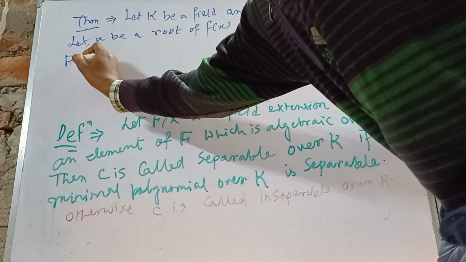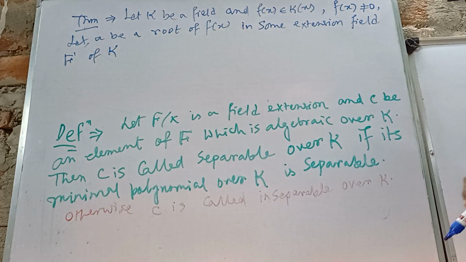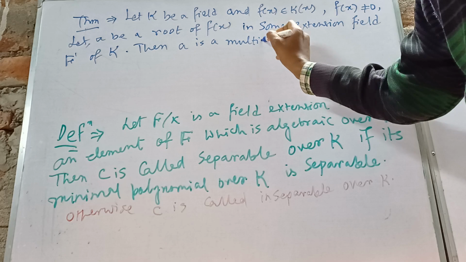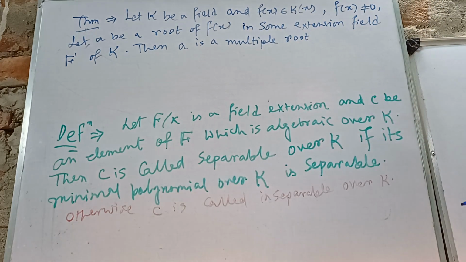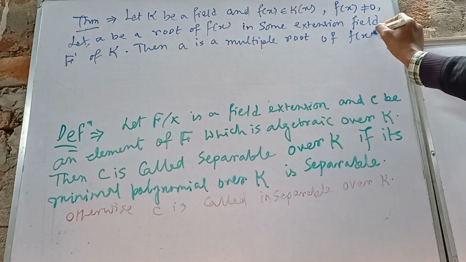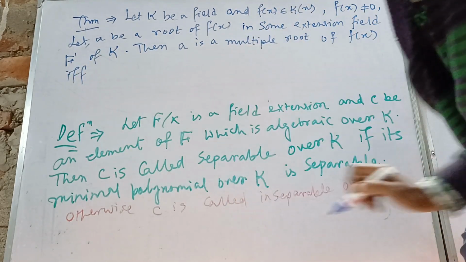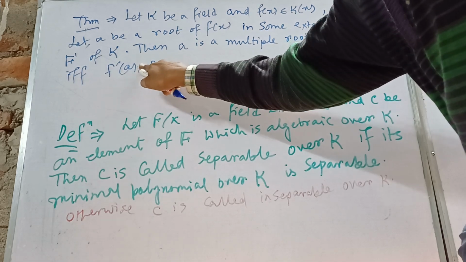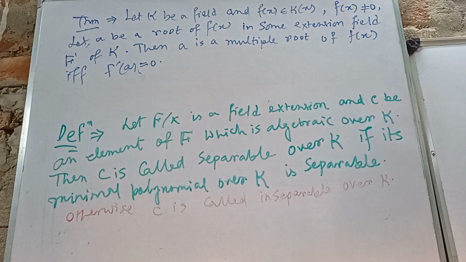Let a be a root of f(x) in some extension field F of K. Then a is a multiple root of f(x) if and only if f'(a) equal to 0. So f(x) belongs to K[x], f(x) not equal to 0, a is a root of f(x) in some extension field F of K, then a is a multiple root of f(x) if and only if f'(a) equals 0. We have to prove this theorem now.